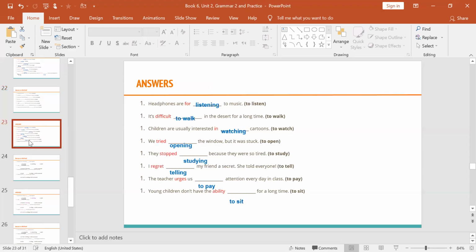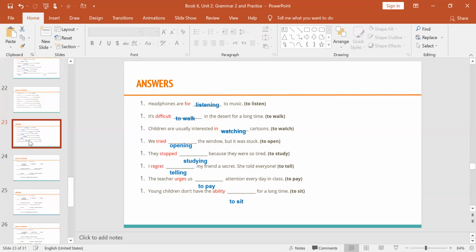So headphones are for listening to music. Remember, for preposition usually goes with ing. It's difficult to talk. Good. Children are usually interested in watching. Again, preposition ing. We tried opening. So with tried, you can have the verbal noun afterwards, the gerund. They stopped studying, the verbal noun or the gerund goes afterwards. I regret telling. Regret also comes with the verbal noun or gerund.